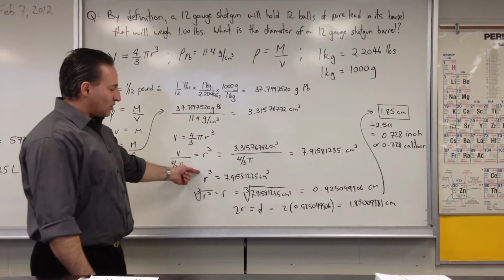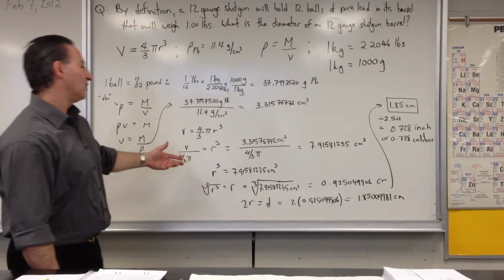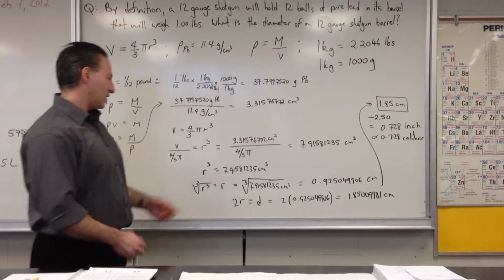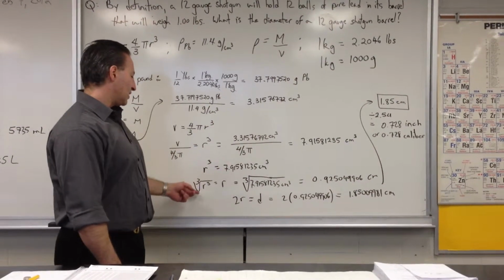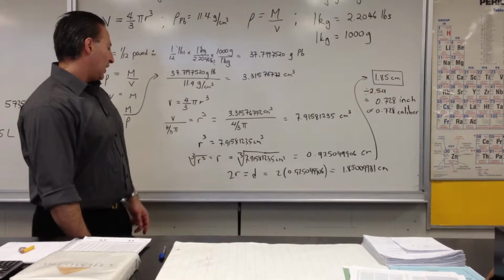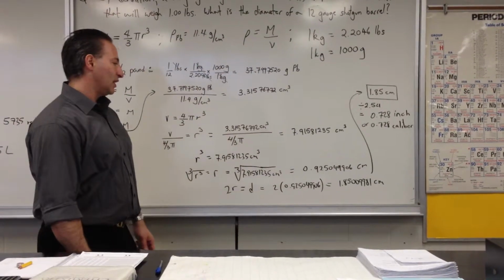We have the radius cubed now of that ball, but we don't want the radius cubed, we want to find out the radius. So the way to find out what the linear value of r is, is to take the cube root of it. So we take the cube root of both of these, both the r cubed and the number, and we obtain 0.925 centimeters. So that's the radius of the lead ball.